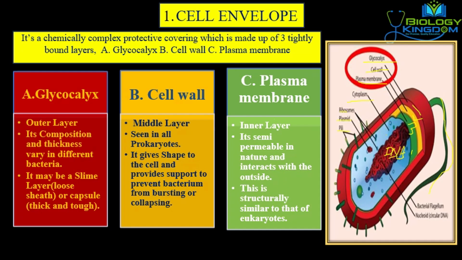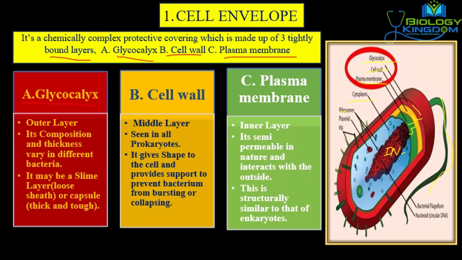So chemically we have our cell envelope, which is a protective covering. This is the primary outermost covering, which is more helpful for the cell wall in protection. So here we have basically 3 layers, that is the glycocalyx, cell wall and plasma membrane. So 3 tightly bound layers.